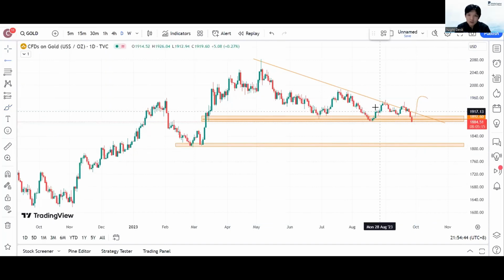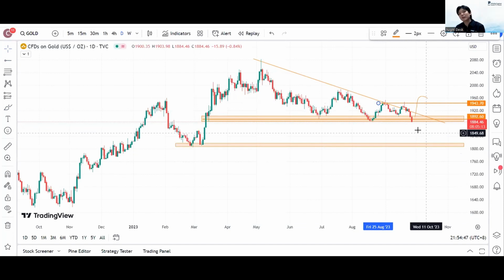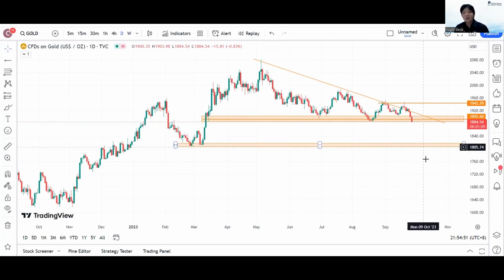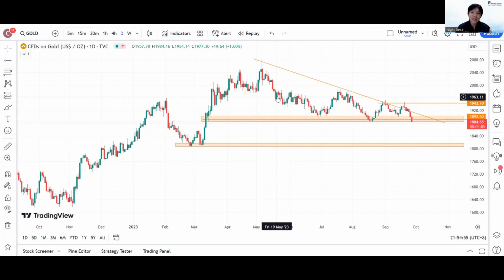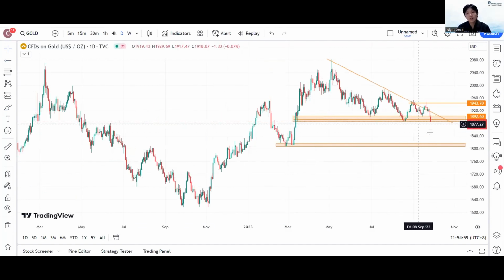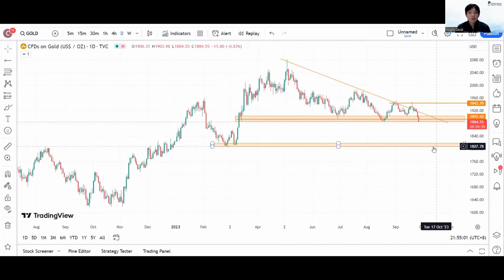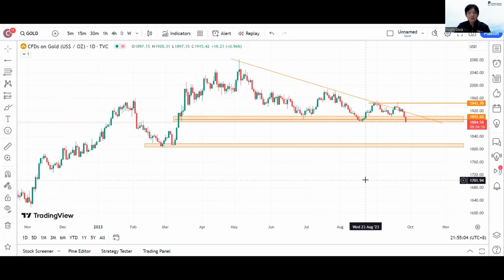If the price cannot break above 1,943 and hold above, for gold itself, it will still come down. If you want to look at patterns, same thing. This is a descending triangle. Descending triangle after a bullish movement. We are looking at price coming back downwards first. So near term wise is like this.